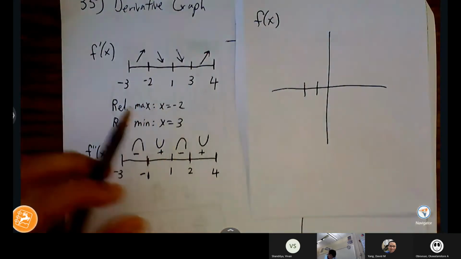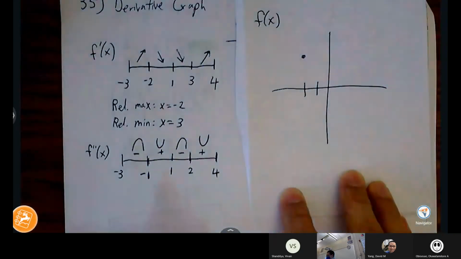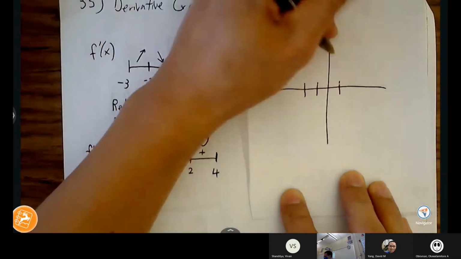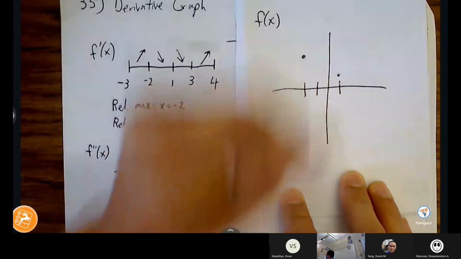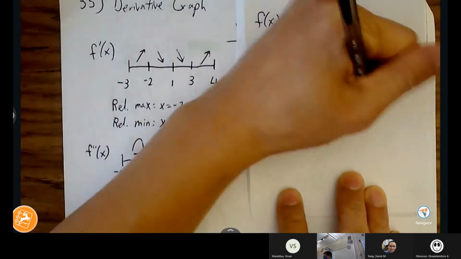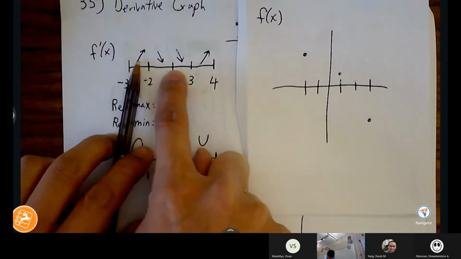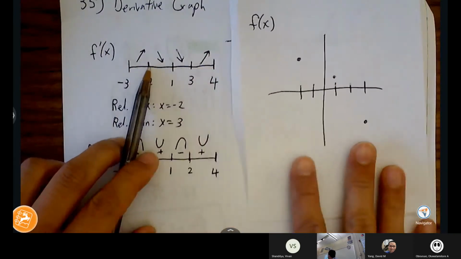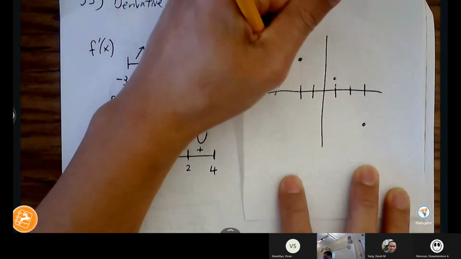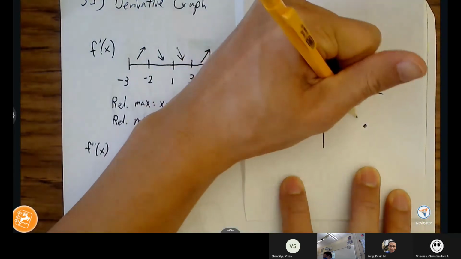So when I create a relative max, I just like to pick a point that is relatively high. At 1, I want neither a max nor min, so I'm just going to place it somewhere in between. And then at 3, I want a relative minimum, so I'm just going to place a point relatively low. And I just want my graph to resemble what the arrows are showing. Okay. I don't know the curvature yet, but I'm just going to at least have my max and min showing.